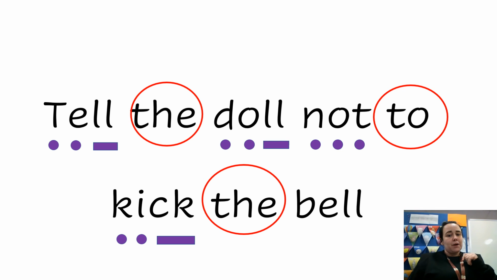The next one's a tricky word. We know that one. The. So tell the doll not to kick the bell. Bell. Well done. So let's read that sentence all together. We're going to blow it away and let's read it together. Tell the doll not to kick the bell. Well done, guys. Great work.